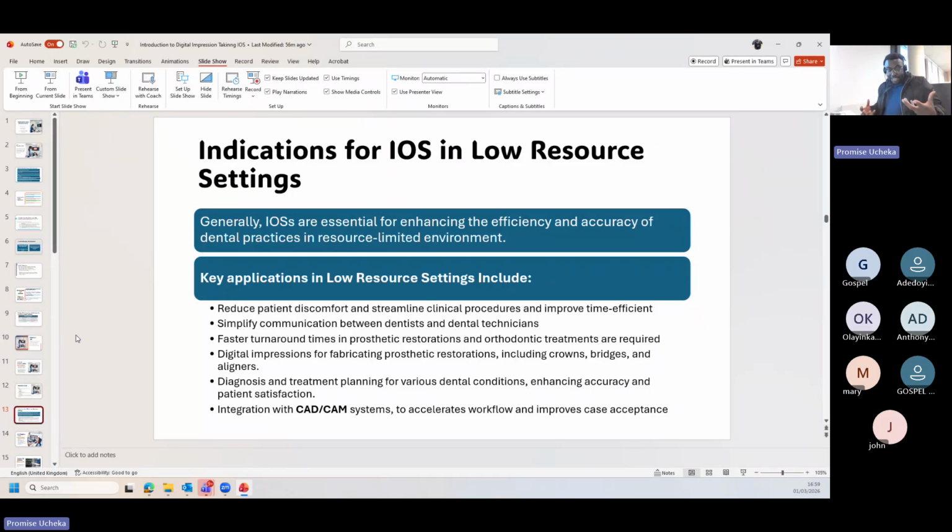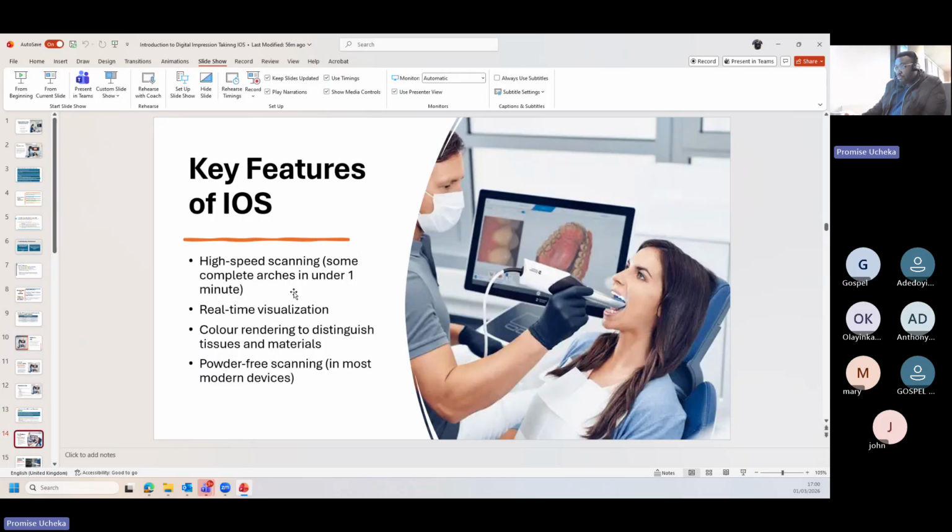So let's say your clinic is expanding and you have just purchased the computer-aided design and the computer-aided manufacturing systems for your dental practice. You need an intraoral scanning. If not, it's not going to work. There's no other way you can actually integrate your technologies together without using that intraoral scanning device. So that's why we think it's an important technology for you to incorporate into your system.